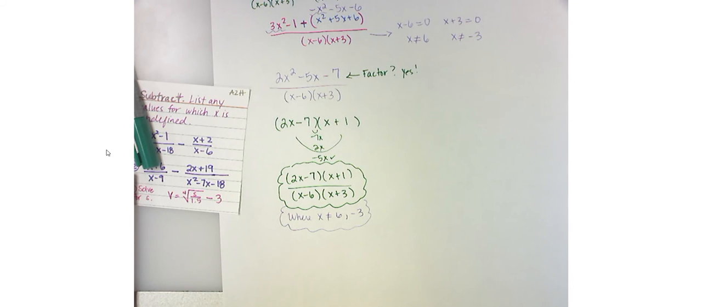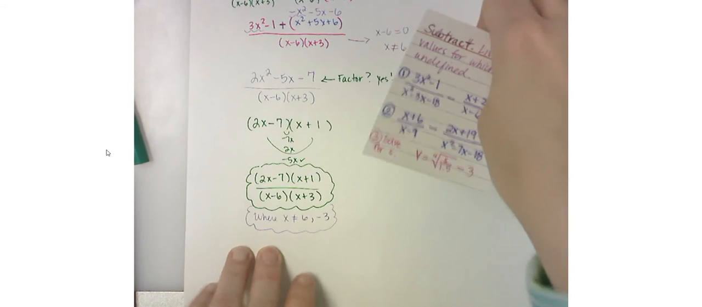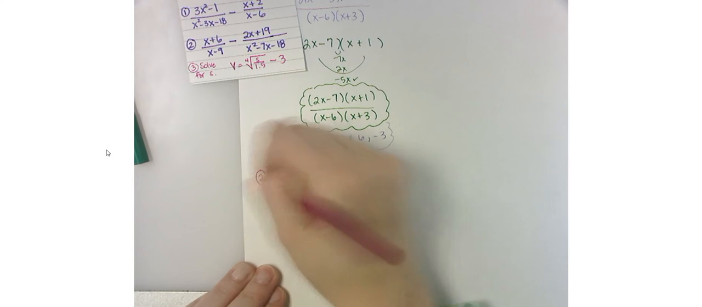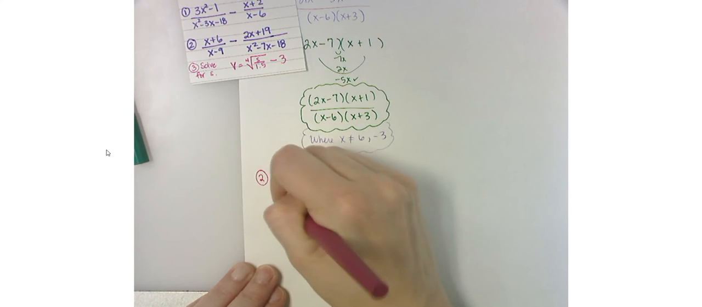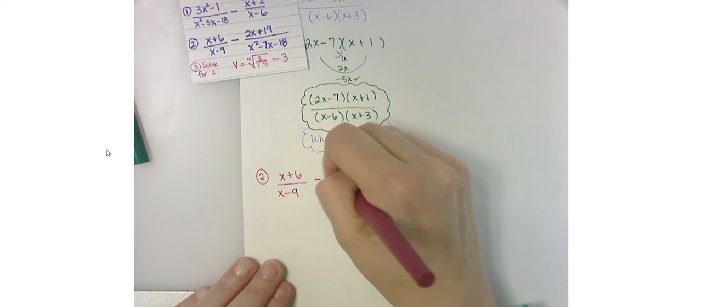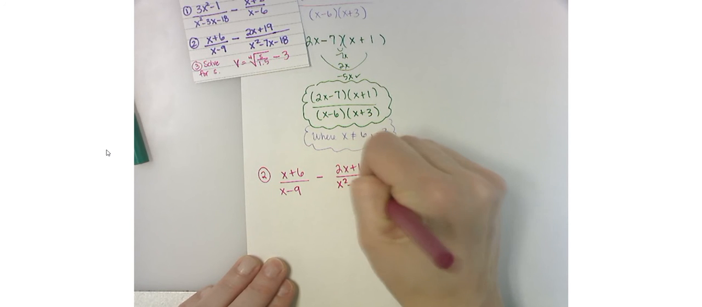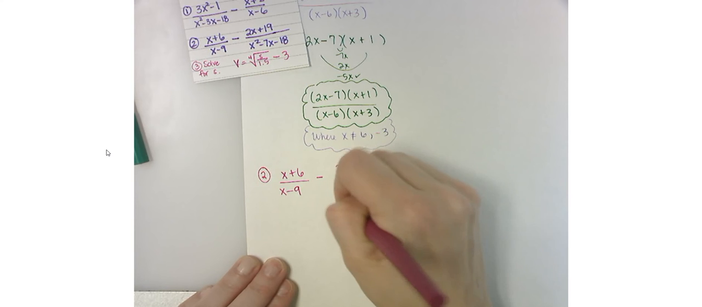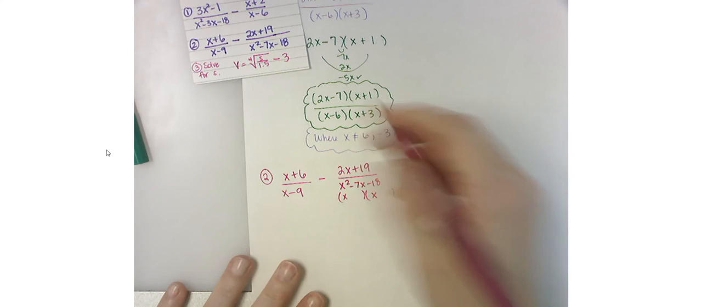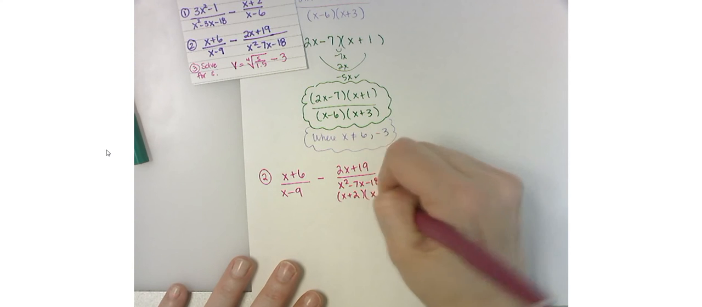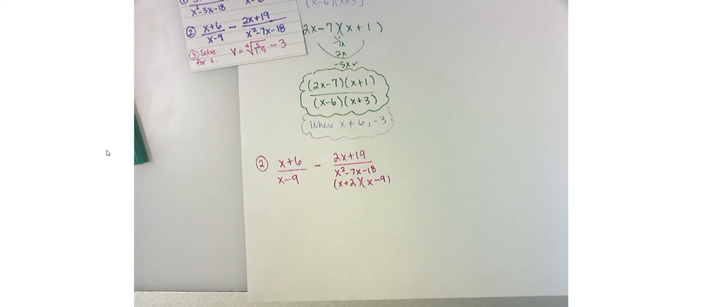Okay, so for number 2, again, you want to start with your factoring. So you had (x + 6)/(x - 9) minus (2x + 19)/(x² - 7x - 18). That's going to factor into (x + 2)(x - 9). Okay, so here I can see I have x - 9, so I'm going to have to multiply the top and the bottom of that by x + 2.